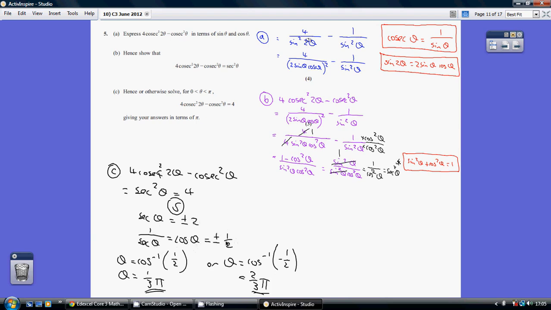So solve both these solutions, firstly being plus a half, so theta equals inverse cos a half, and secondly theta equals inverse cos minus a half. That gives us a 3rd pi and 2/3 pi.